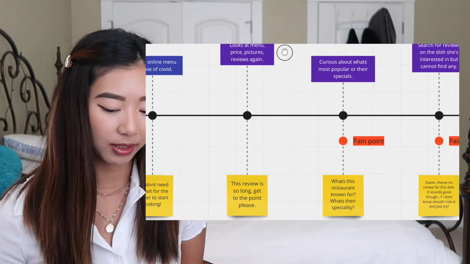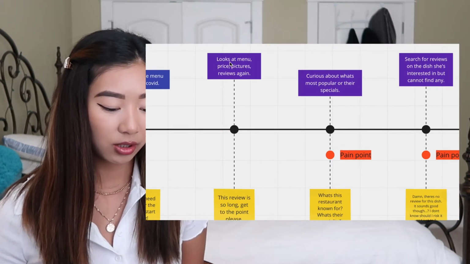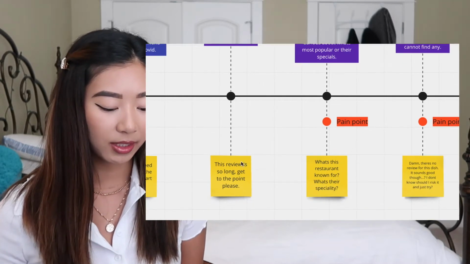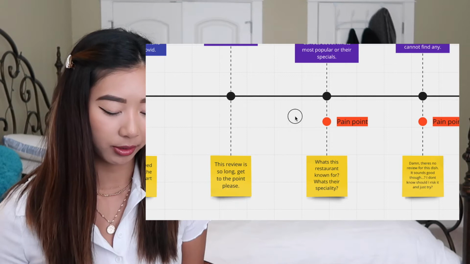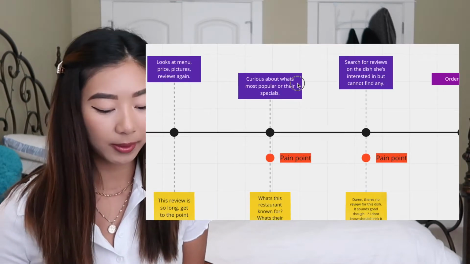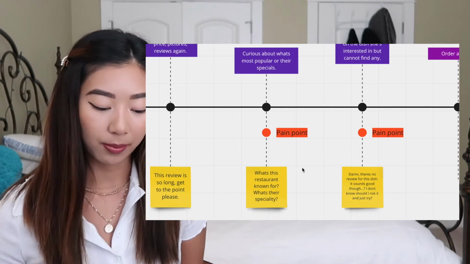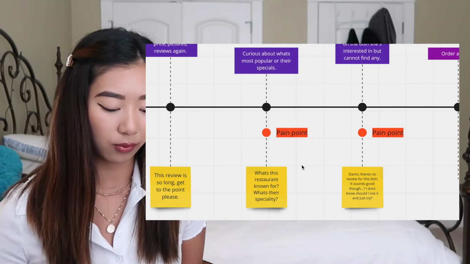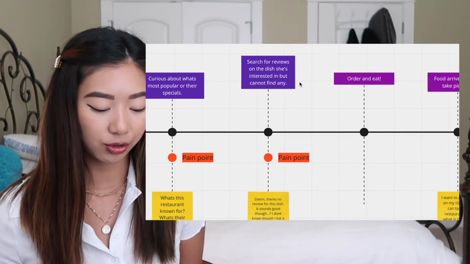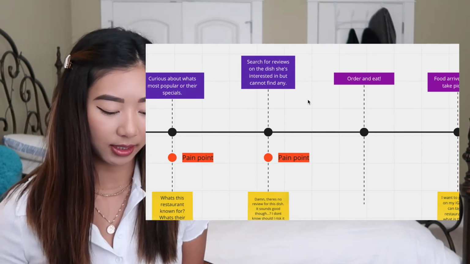Now it's choice elimination time. She takes a look at the menus, the price, reviews, and the pictures again. This review is so long. Get to the point, please. Curious about what's most popular or their specials. This could also be a pain point. Oh, what's this restaurant known for? What's their specialty? Searches for reviews on the dish she's interested in, but cannot find any.